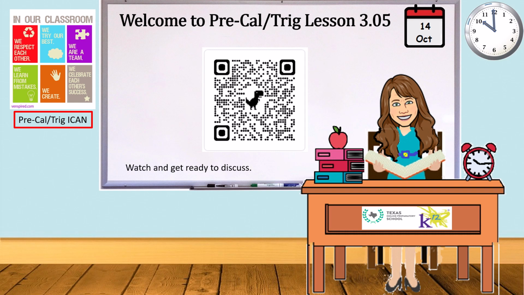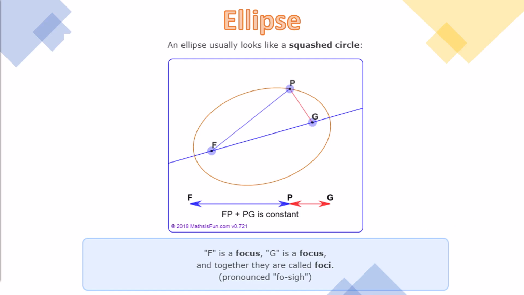Welcome to Pre-Cal Trig, Lesson 3.05. We're going to be going over all the parts of an ellipse and some of the practice problems that you could see in the quiz. Get ready to take notes. There are formulas that you will need as you work through your second or third attempt on your quiz.